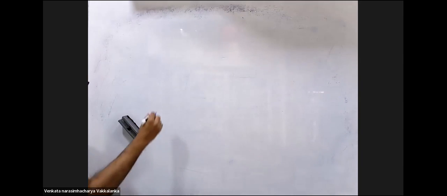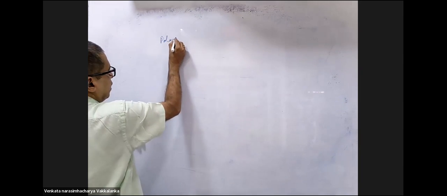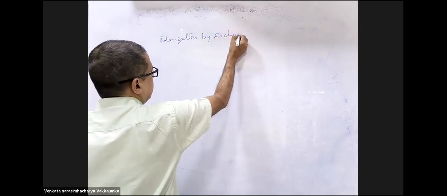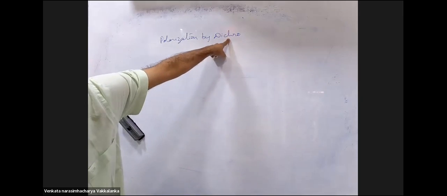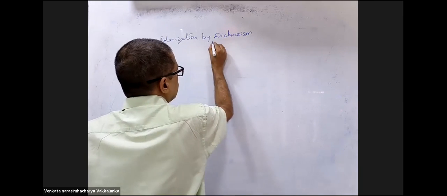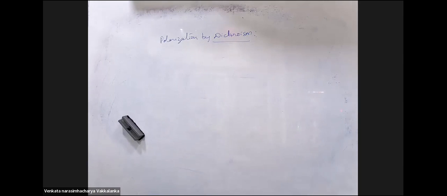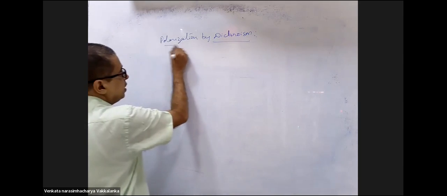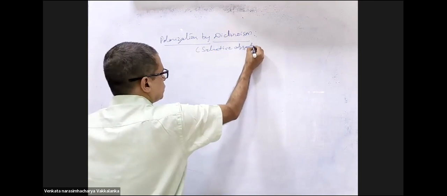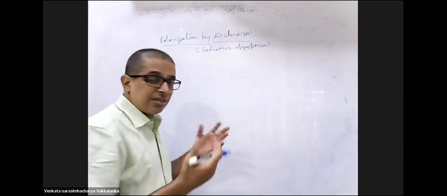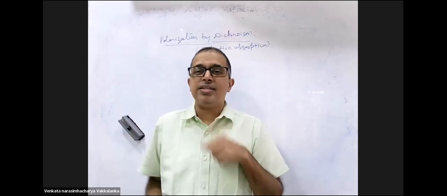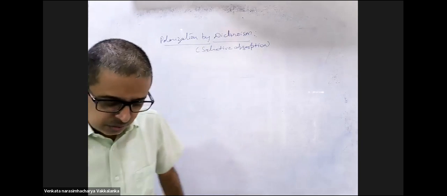Now, polarization by dichroism. Dichroism. Spell it properly. Selective absorption. This is basically selective absorption. What happens? There are certain materials which will absorb light, but light of only one direction they will absorb. So what goes out is polarized.